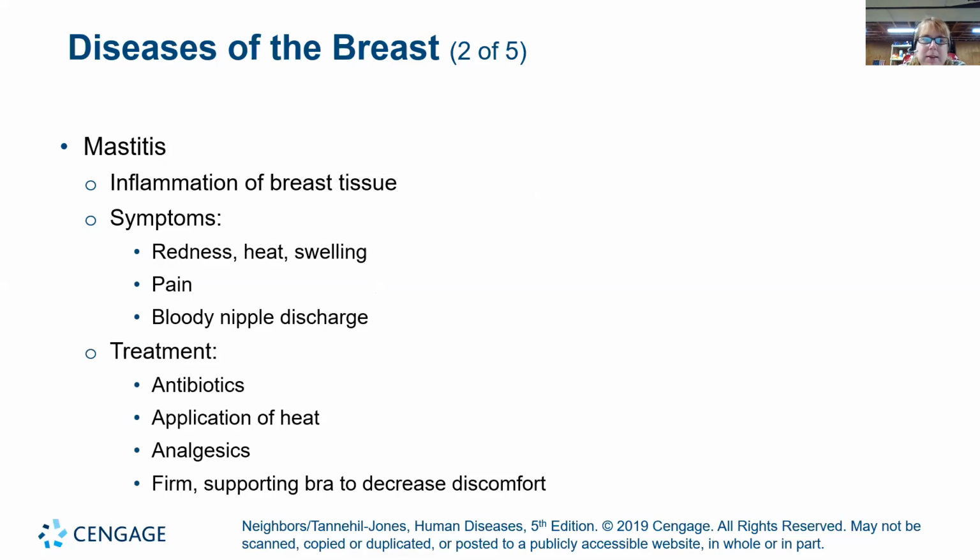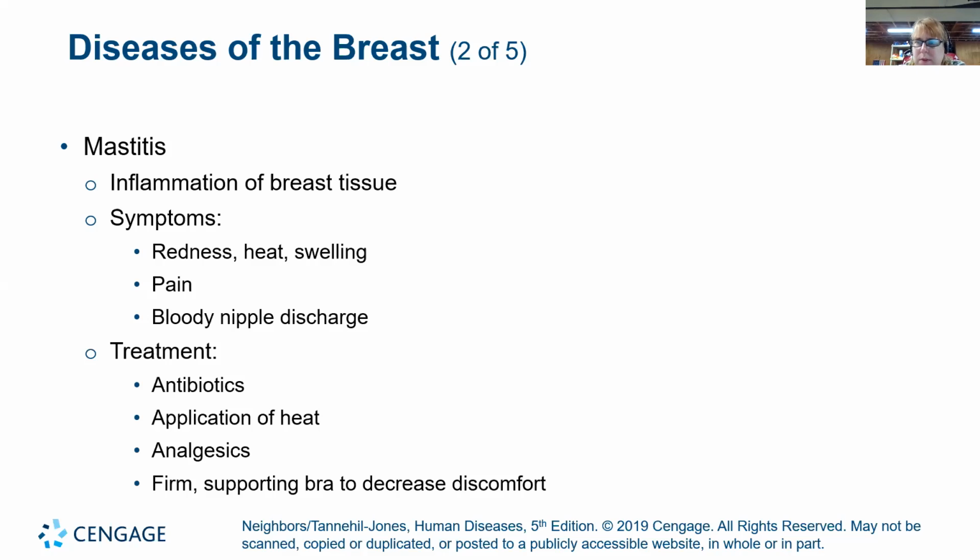Mastitis, on the other hand, is an inflammation of the breast tissue. Okay, they become red, they get very warm, they swell, it's very painful. There can be a bloody nipple discharge or possibly a little bit of pus discharge from the nipple. Treatment is antibiotics, application of heat, again, some analgesics to reduce the pain, and a firm supporting bra to decrease discomfort. Mastitis occurs very frequently in nursing females.